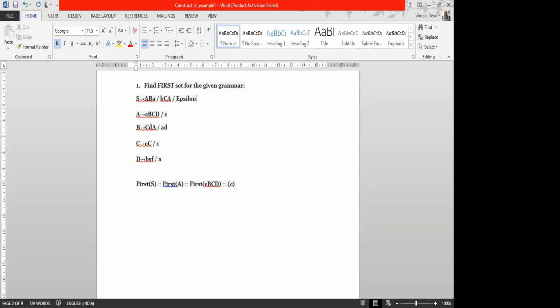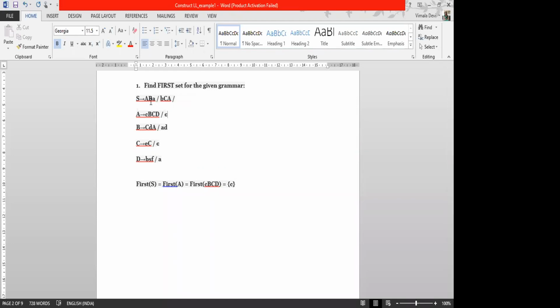Or S indirectly produces epsilon. How will it indirectly produce epsilon? S derives a sequence of variables, and if every variable produces epsilon, S also produces epsilon. By the way, first set of S contains epsilon, right? So as per this rule, this is how. Okay, now since only A produces epsilon, we cannot include epsilon in first set of S.